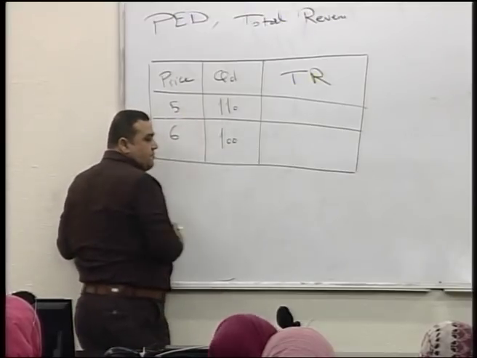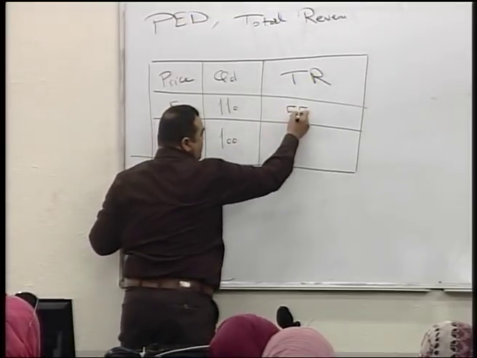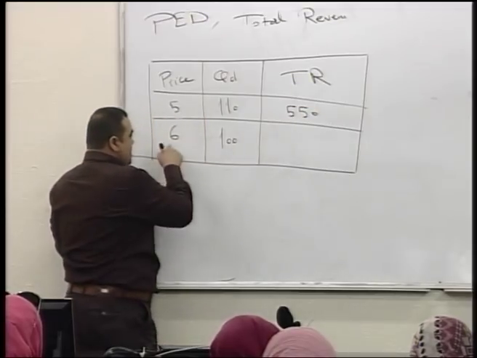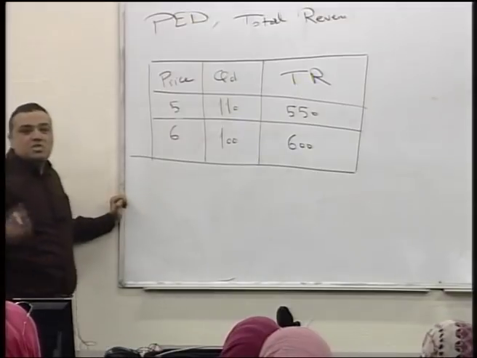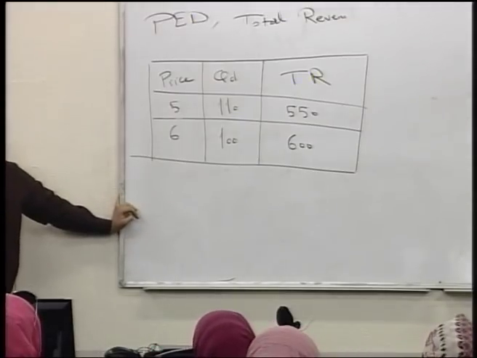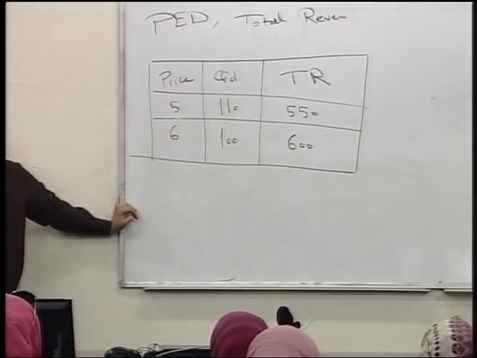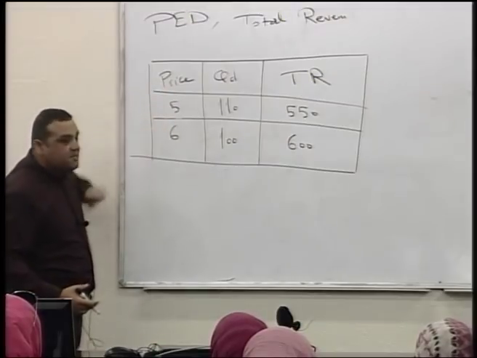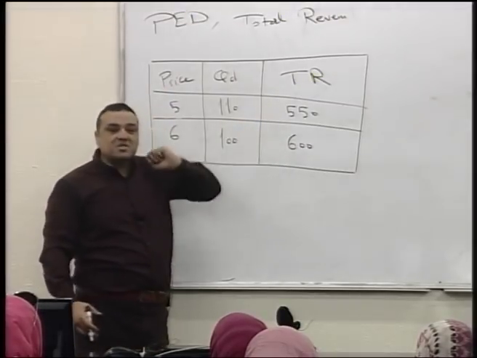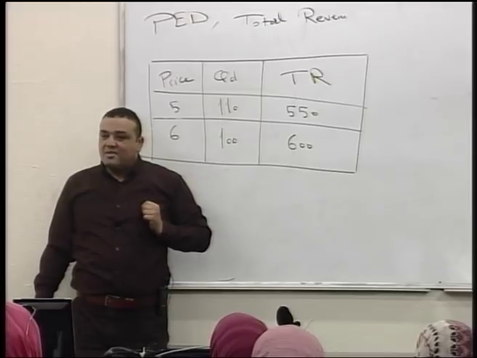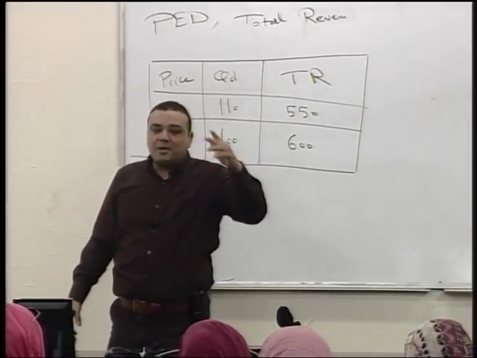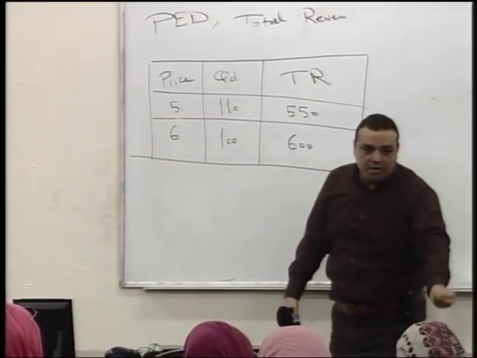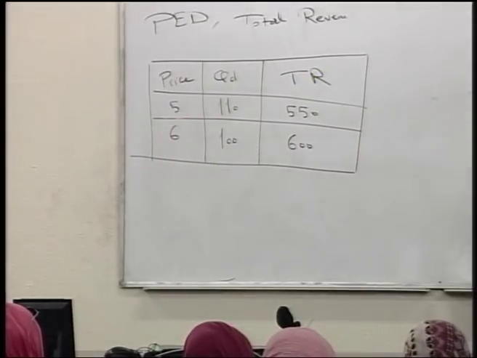5 times 110 equals 550. 6 times 100 equals 600. Which means that the producer or the seller decided to increase the price, and the total revenue goes up. The demand should be inelastic. Let's calculate the price elasticity of demand to make sure that the theory is correct.